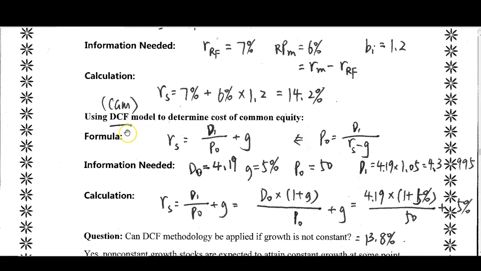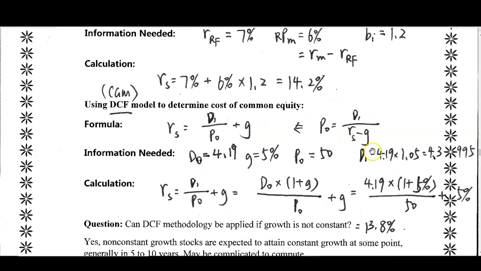Okay, for the second method, the constant growth model version of the dividend discount model or discounted cash flow model, we can also determine RS, cost of common equity. Okay, the original model says P0, current stock price, equals D1, dividend at the end of the first year, over RS, cost of common equity, minus G, constant growth rate. So RS, what we're looking for here, equals D1 over P0 plus G. This new equation comes from the original model.